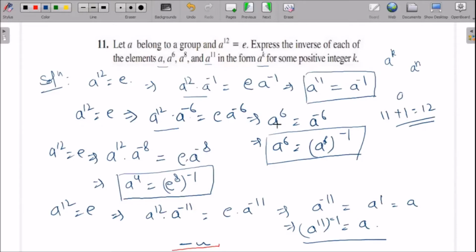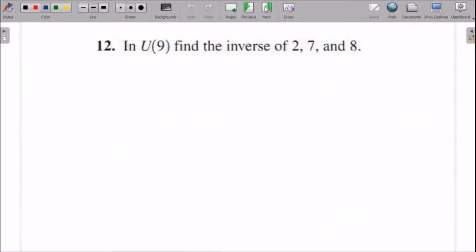So the inverse of a is a to the power 11, the inverse of a to the power 6 is a to the power 6, a to the power 4 is the inverse of a to the power 8, and the inverse of a to the power 11 is a. In every case, if you leave the negative sign, the sum of powers of both is equal to 12. So let us take up the next question.